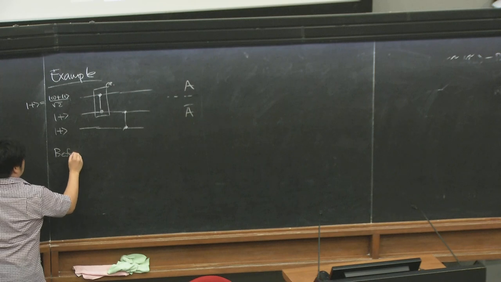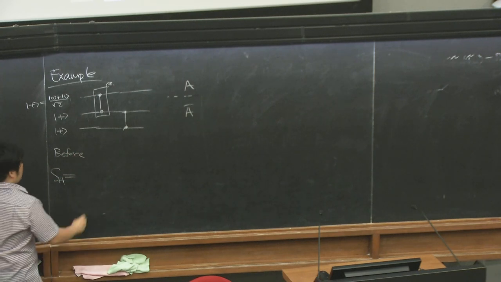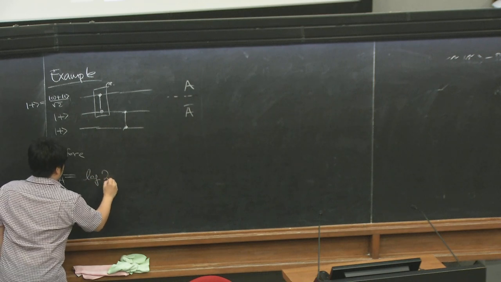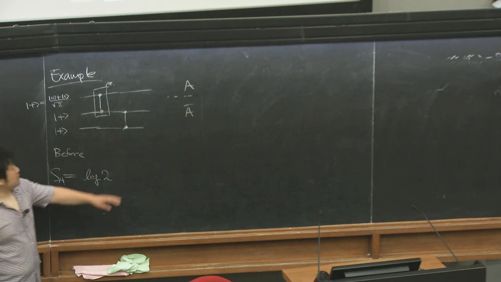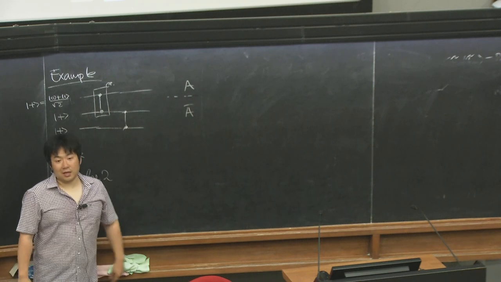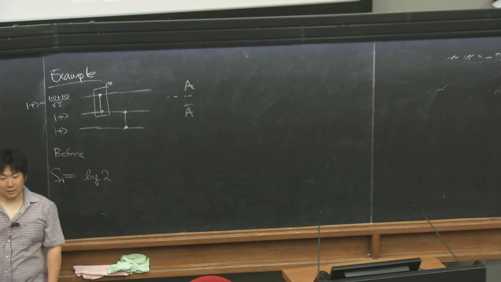before measurement, S_A is going to be log 2. Or if we choose log base 2, it's just equal to 1. That means there's one qubit, and that qubit is entangled with the rest. So it's a maximum value for this minimum example. Okay?